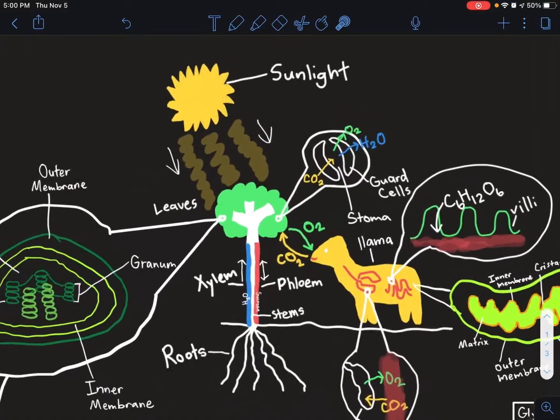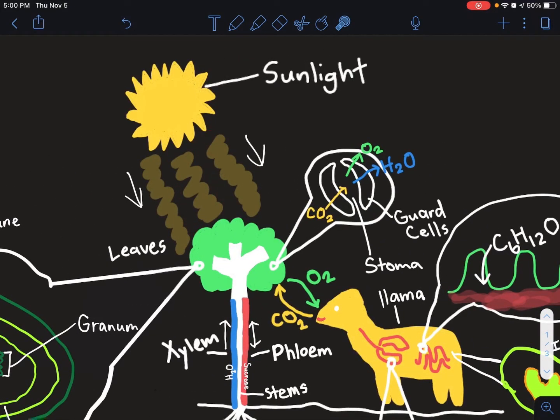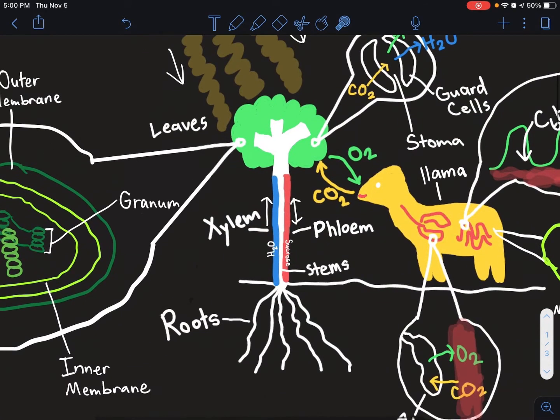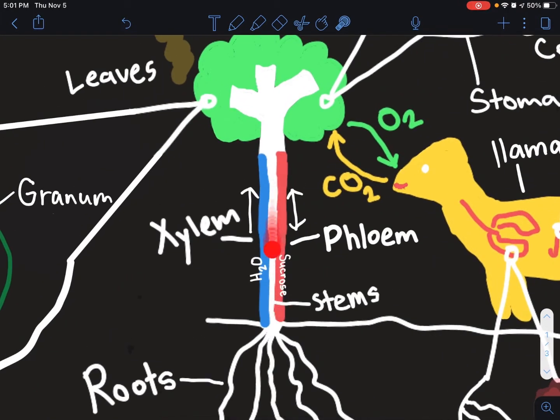In this drawing, sunlight gives light to the tree. The tree gives off O2 to the llama, and the llama gives off CO2 to the tree. The xylem transports H2O up the tree branch, and the phloem transports a sugar called sucrose throughout the branches.